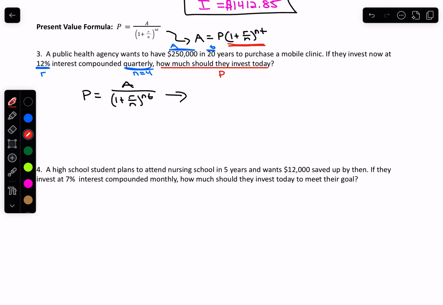So now that we have our variables though, we can go ahead and just plug into the formula. We can say that P is equal to the end amount we want in the account, the $250,000 number, divided by 1 plus R over N to the power NT. So 1 plus R over N, our R is 12%, so I'm going to write 0.12 divided by our N, which is 4. So 0.12 over 4 to the power 4 multiplied by 20 because our number of years is 20.